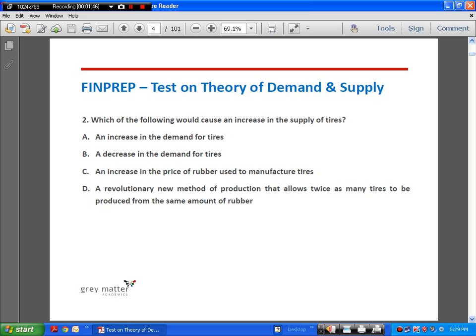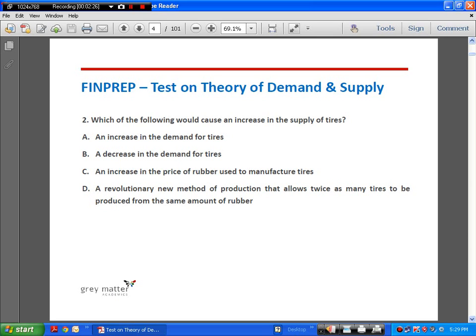Question number 2. Which of the following would cause an increase in the supply of tires? So an increase in supply means that the supply curve shifts outward. So the options are option A, an increase in demand for tires, B, a decrease in demand for tires, C, an increase in the price of rubber used to manufacture tires, D, a revolutionary new method of production that allows twice as many tires to be produced from the same amount of rubber.